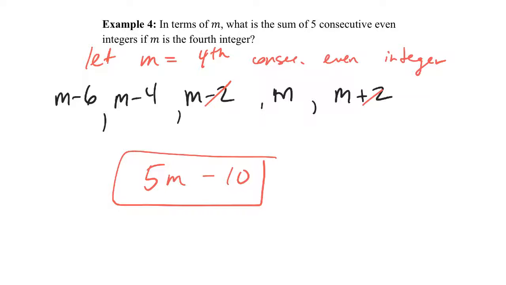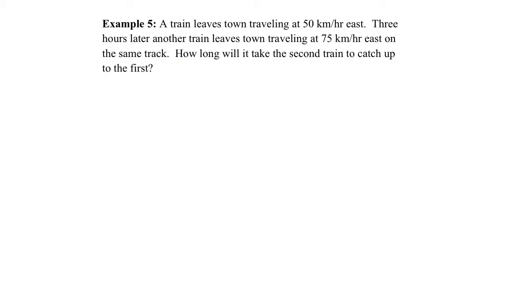Okay, let's go to number 5 here. I like this one. A train leaves town traveling at 50 kilometers an hour east. 3 hours later, another train leaves town traveling at 75 kilometers per hour east. Same track. How long will it take the second train to catch up?